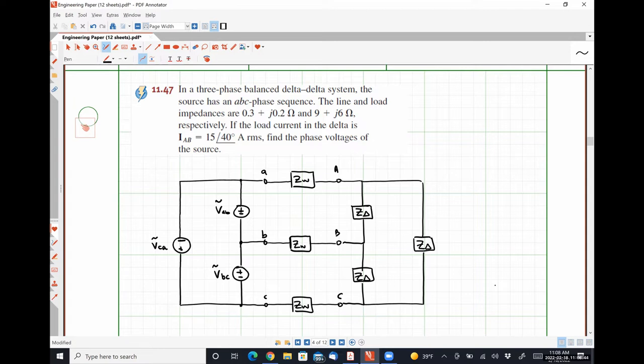So again, I'm going to take the time to write down our given information here. So we are told IAB is equal to 15 angle 40 amps RMS. We are told that ZW is 0.3 plus j0.2. And we are told in this case that Z delta is 9 plus j6 ohms. All right. So I'm going to go ahead and write down here where that current IAB flows.